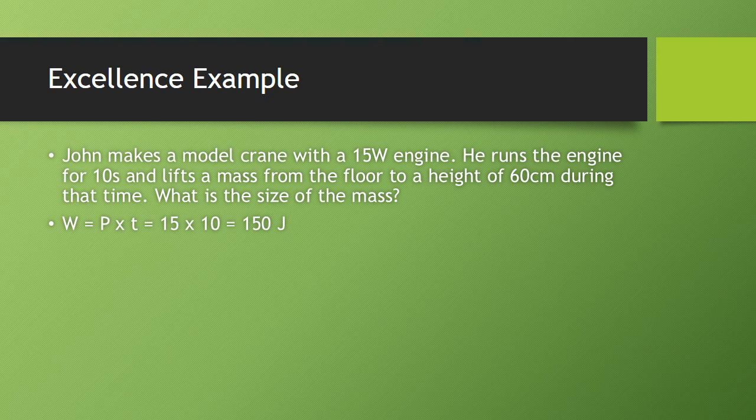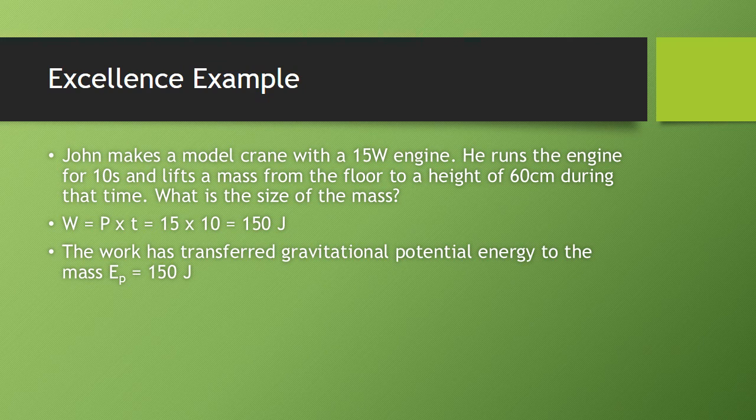The question is, what does that value really mean? Well, in this case, the crane is lifting up an object, and so it's transferring gravitational potential energy to that mass. Work is equal to the change in energy, so the change in energy of the mass must also be 150 joules. And if I know the amount of gravitational potential energy it's got, I can rearrange that equation to find my mass.